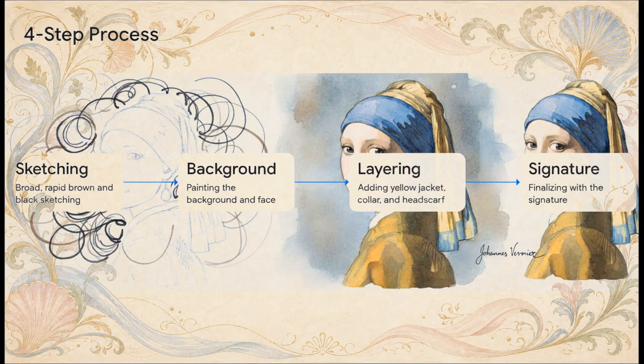This high-tech scanning also completely busted a massive myth about how Vermeer actually worked. You know, we tend to think of him as this slow, meticulous perfectionist who painted perfectly from the very first brushstroke. But the scans reveal his true 4-step process, and it's quite different. He actually started with broad, rapid, almost aggressive sketching in brown and black. Then he worked back to front. He painted the background and the face first, and then layered on the yellow jacket, the collar, the headscarf, and finally added that ear ornament on top. The quiet stillness of the painting, that's just the final result. It is definitely not how it began.